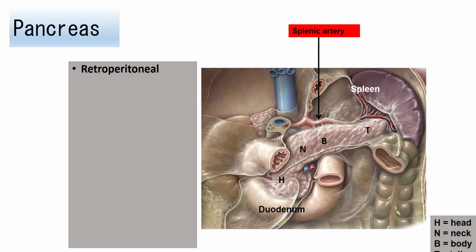Next up is the pancreas. It has a head, neck, body, and tail. See, the tail extends all the way over and tickles the spleen over here. This is a little bit cut off down here. T, a little bit of the T for tail.